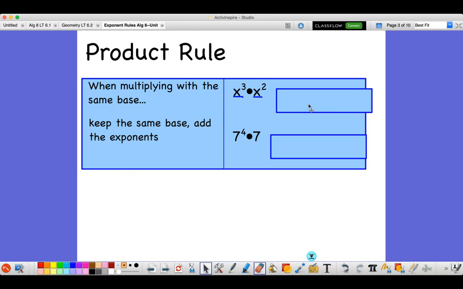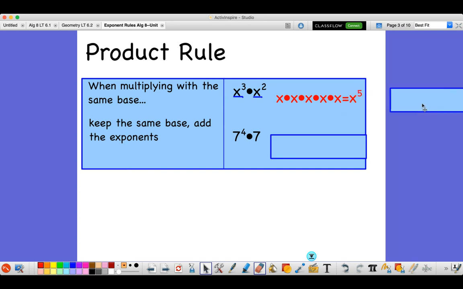So one way to look at this is writing out x to the third is x times x times x, times, and then x squared is times x times x. So thinking about how many x's did we put down there? 5 in all. Or we could just add the 3 and the 2 together with the exponents. So the answer is x to the fifth.